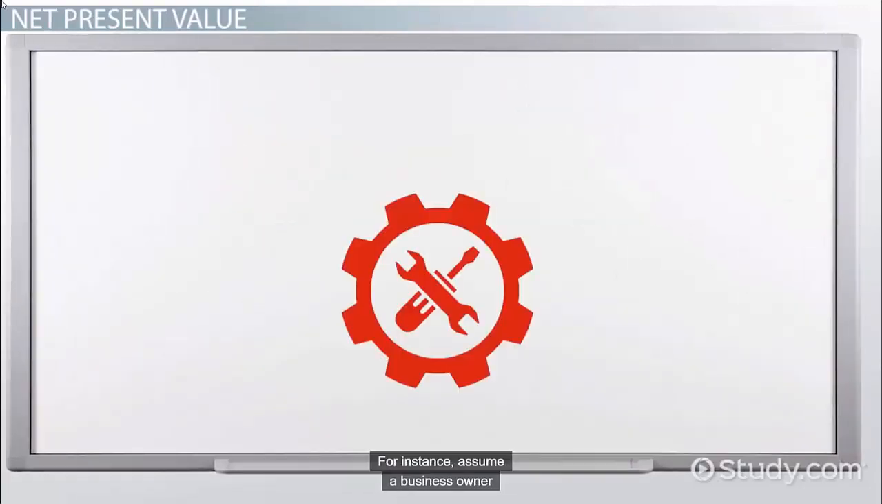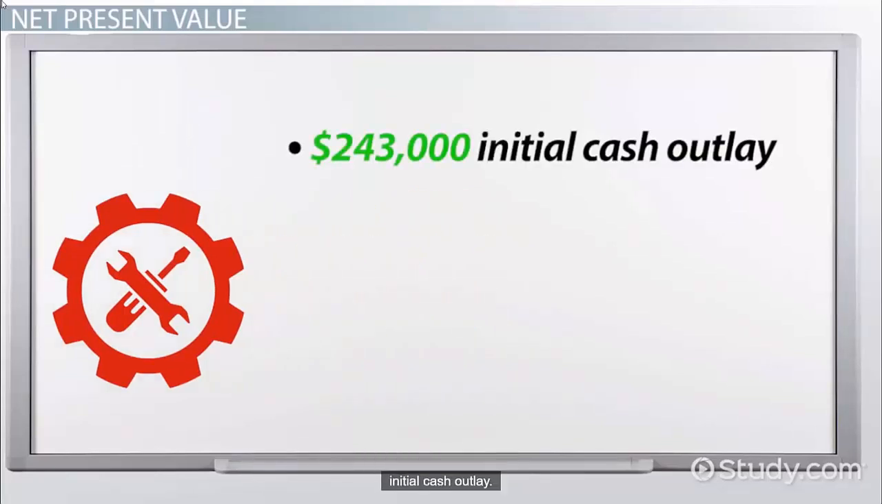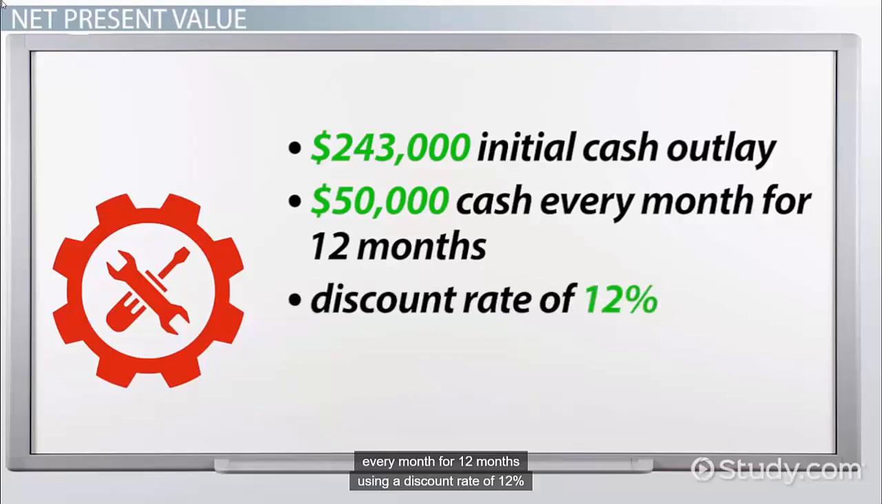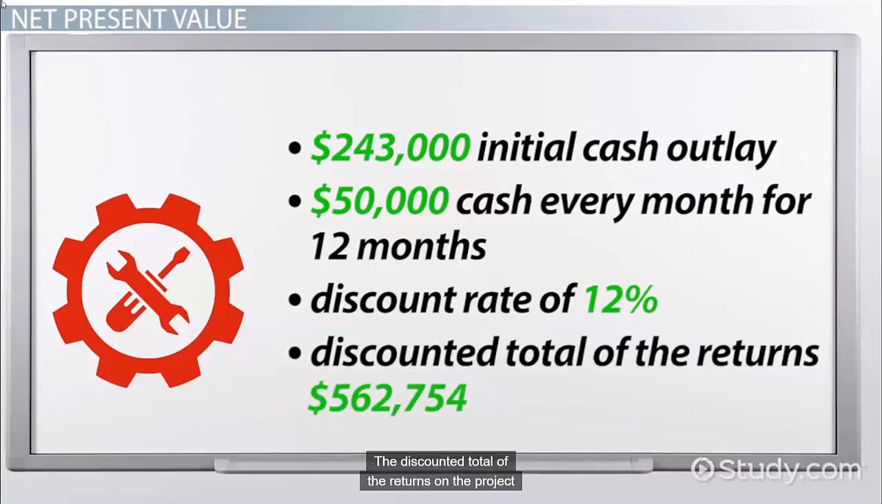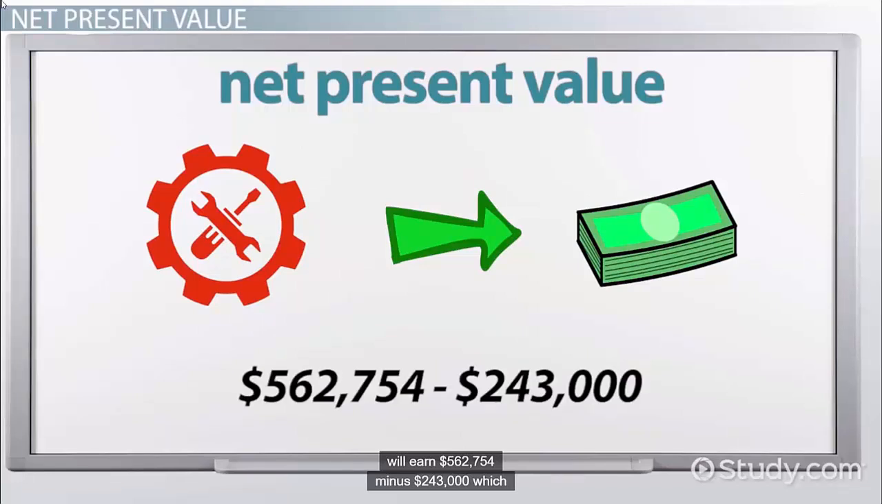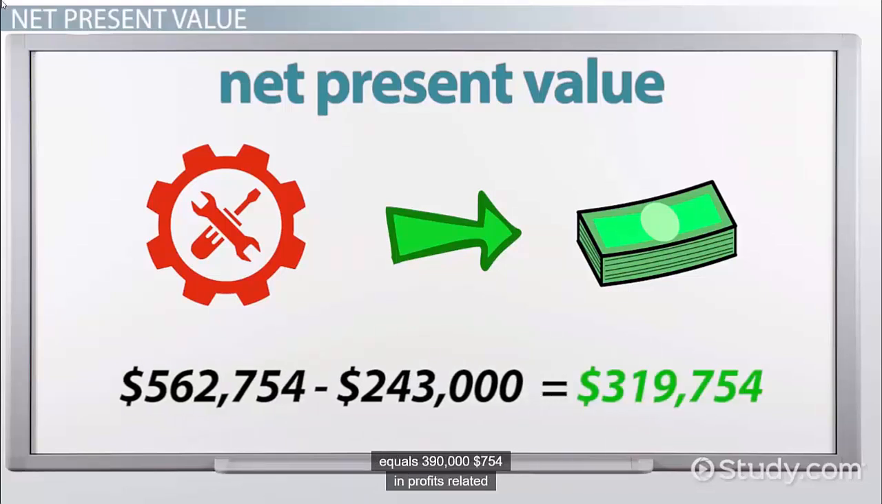For instance, assume a business owner is looking into a project requiring a $243,000 initial cash outlay. She expects the project to generate $50,000 cash every month for 12 months. Using a discount rate of 12% based on her cost of capital, the discounted total of the returns on the project is $562,754. Using net present value, the project will earn $562,754 minus $243,000, which equals $319,754 in profits.